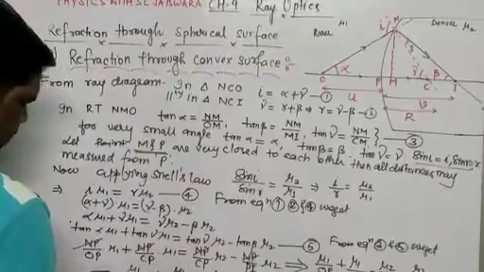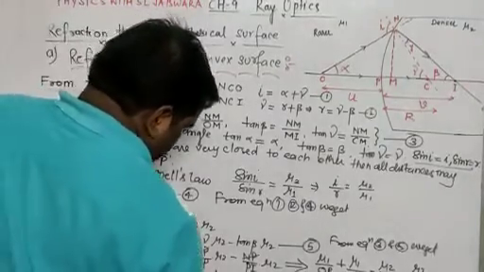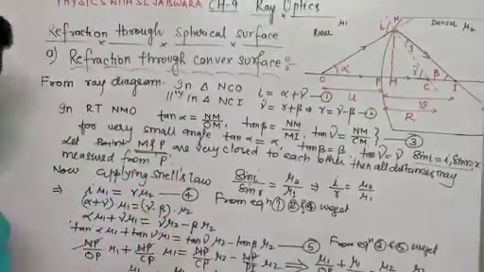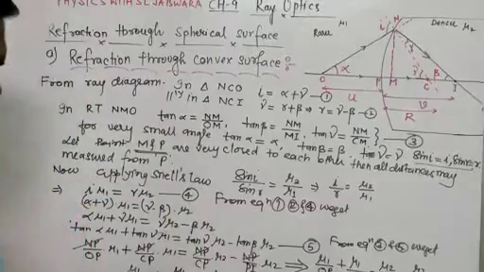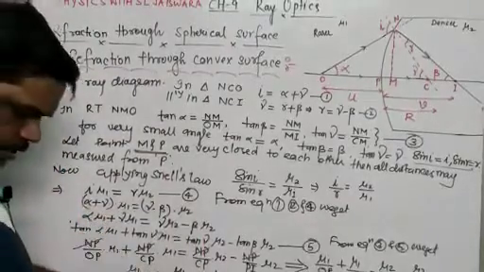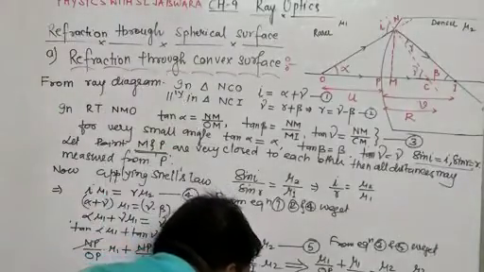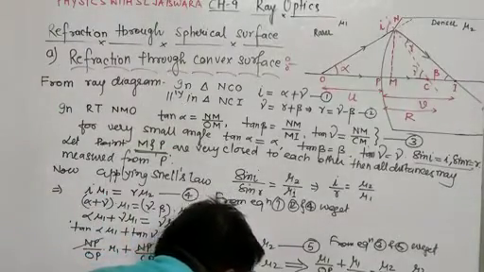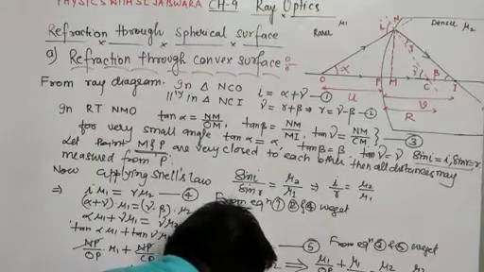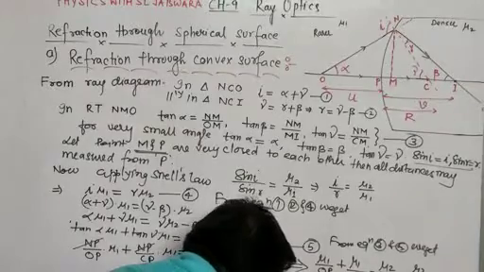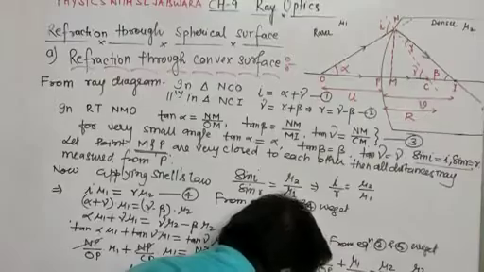So this is the required relation between mu 1, mu 2 and U, V and R. So this is the refraction through a convex surface for rarer medium to denser medium.